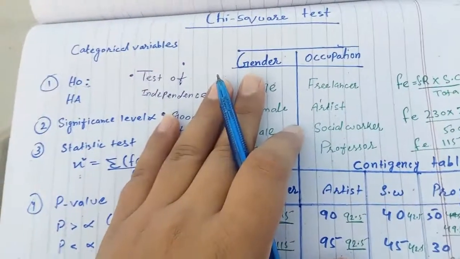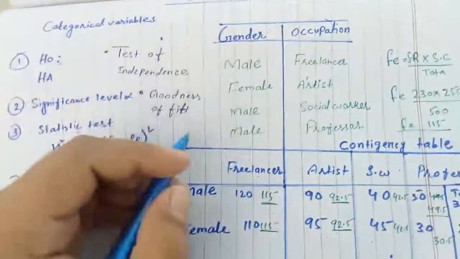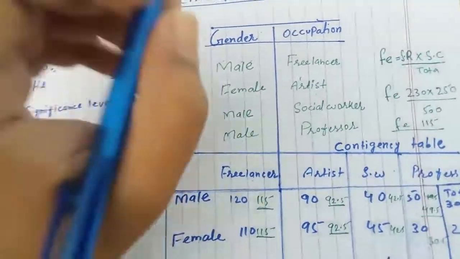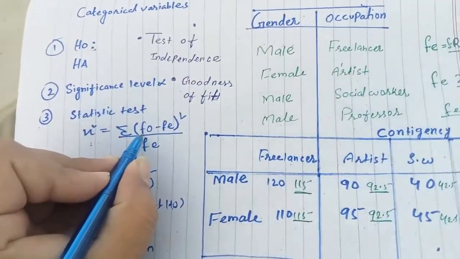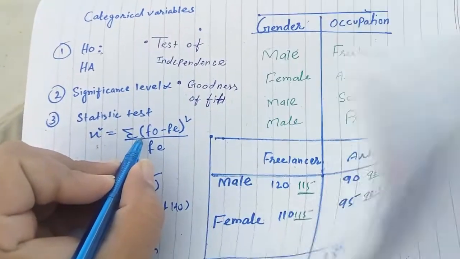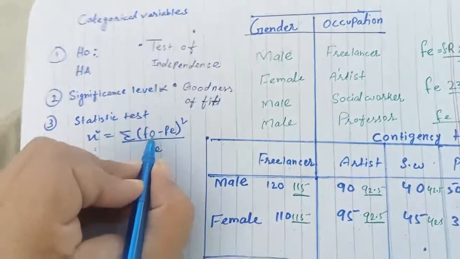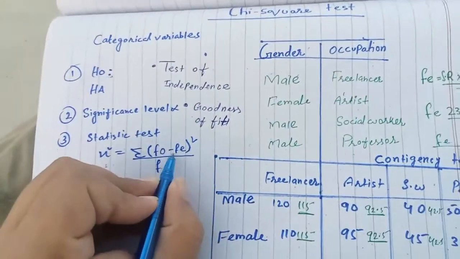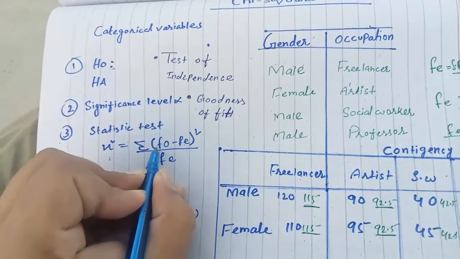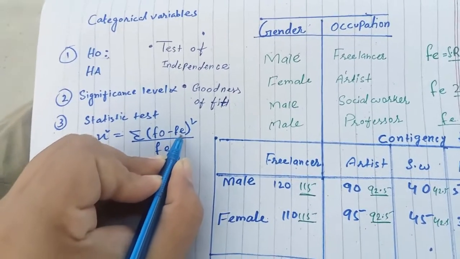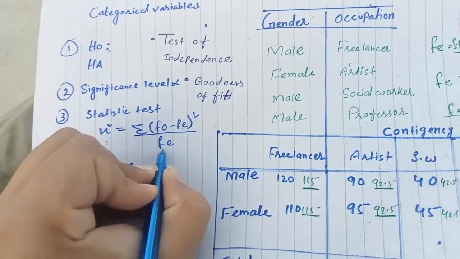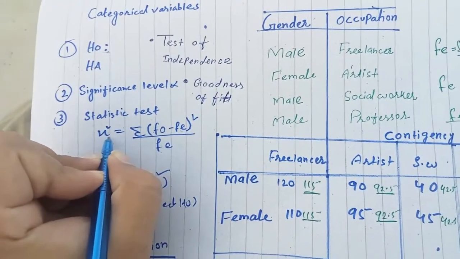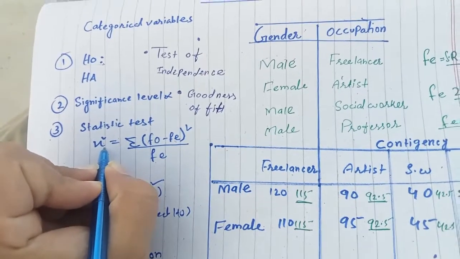Here we are going to calculate that expected frequency, and with the help of the frequency we will use this chi-square formula, which is saying the summation of observed frequency minus expected frequency. The FO means the observed frequency, and FE means expected frequency. We will square it and divide it by the expected frequency. We will get the chi-square, right?